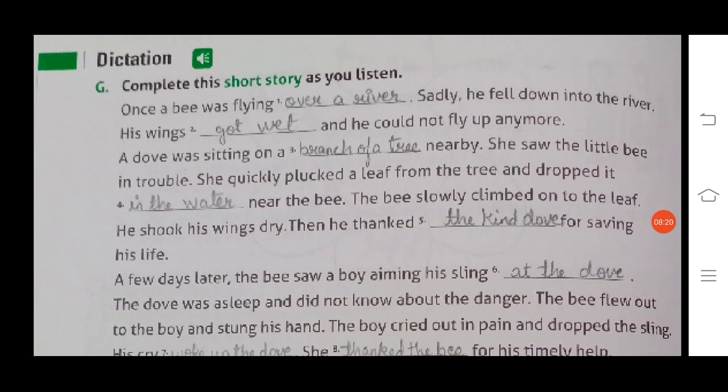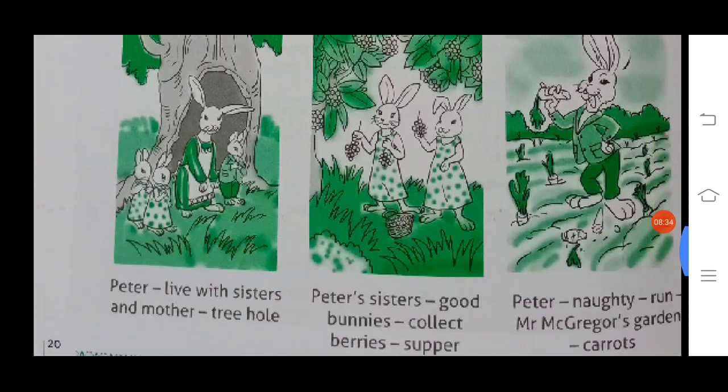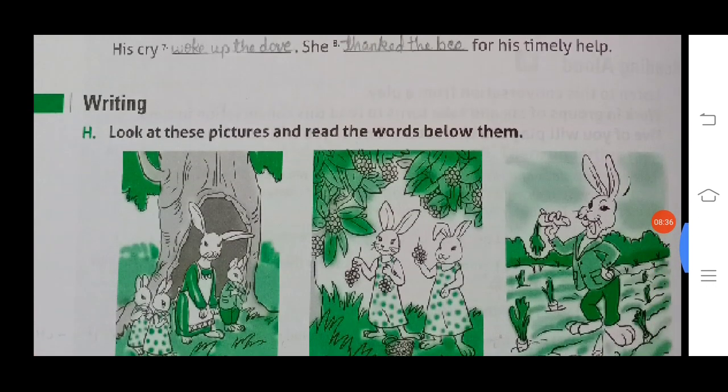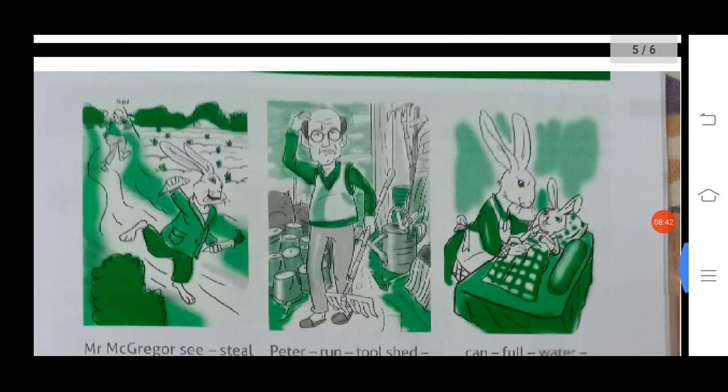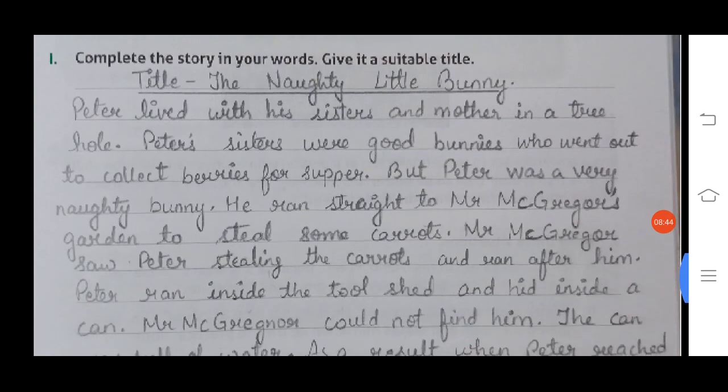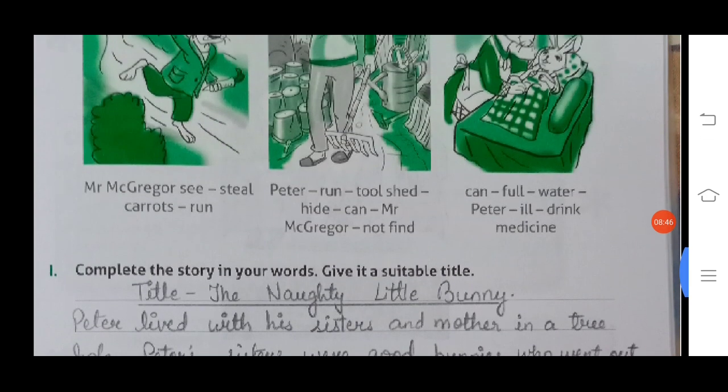Okay, so this was just a story, and some blanks were given. You have to first of all read the whole story, and then whatever necessary things you have to add in this story. Okay, exercise H. You have to see the picture and then read the words given below. With the help of these words, you have to complete the story. Complete the story in your words. Give it a suitable title.